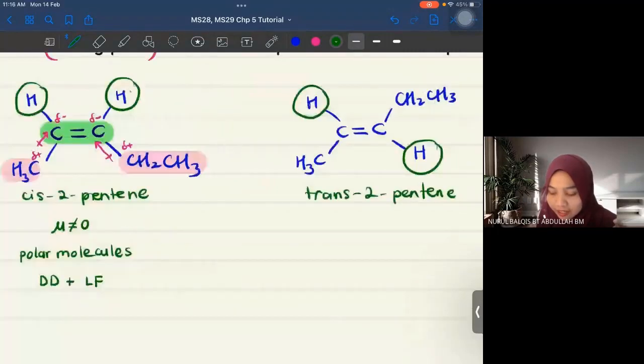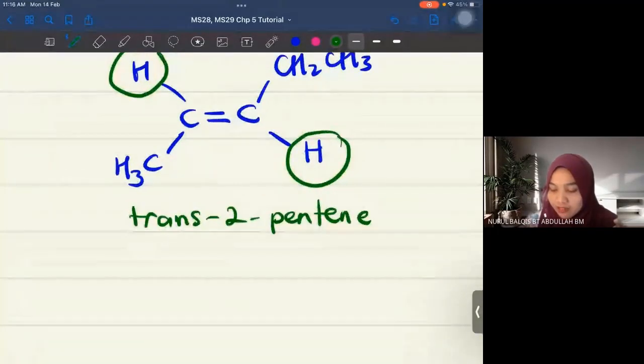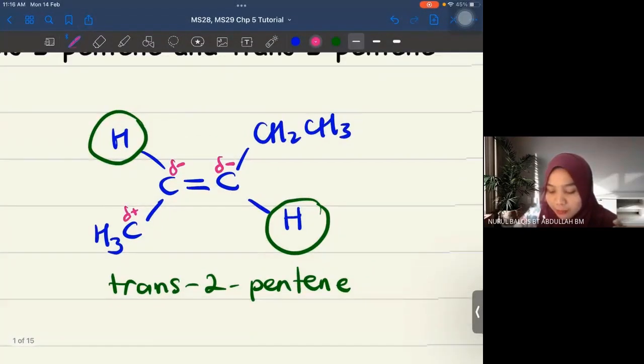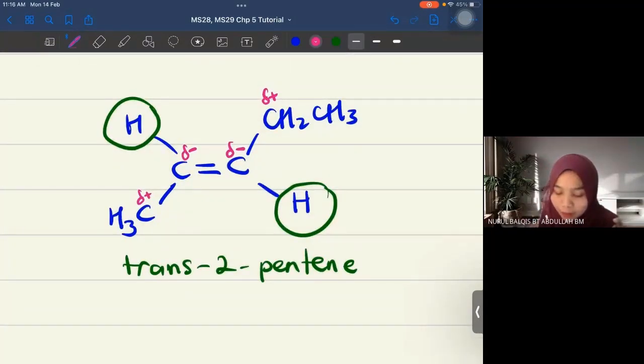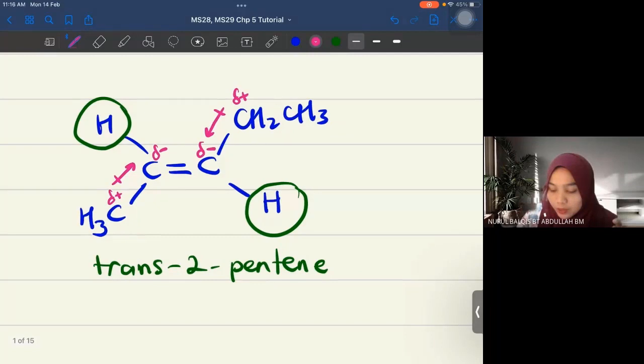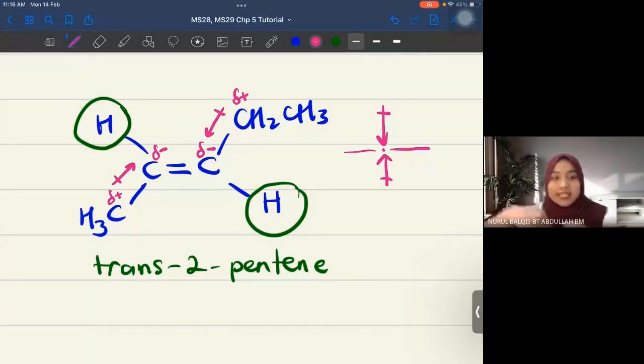Now kita look at the trans-2-pentene. Same goes to this trans-2-pentene. We have this partially negative on the carbon-carbon double bond, and partially positive on both sides. So we're going to draw the polar arrows. The polar arrow pointing towards the carbon-carbon double bond, and then this one also pointing towards it. So kita akan nampak one arrow comes from upper side and the other one comes from lower side here. So dia akan cancel out each other, right? Bila atas bawah dia cancel out each other.